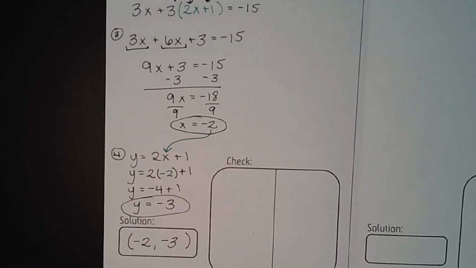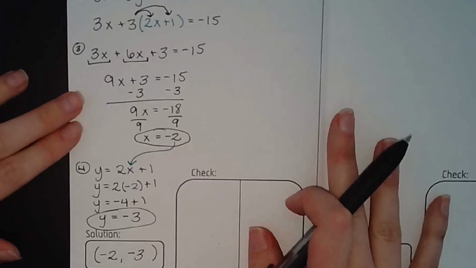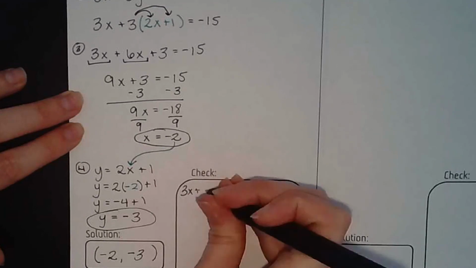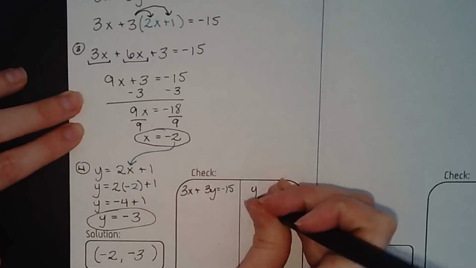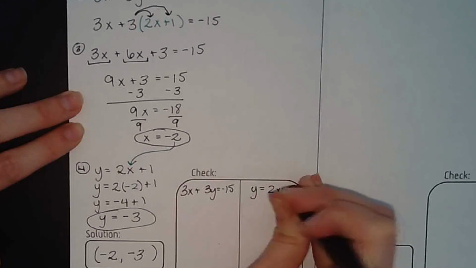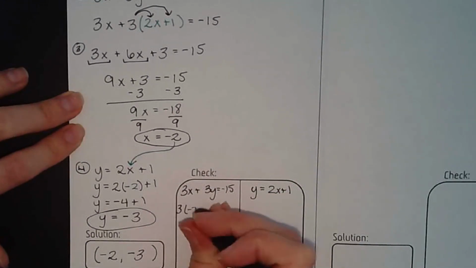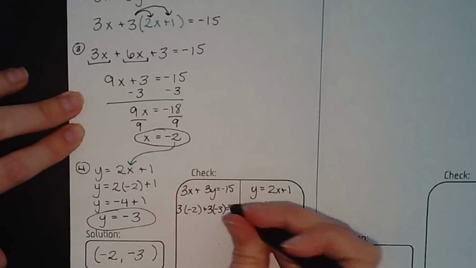To check this solution, I would go back to my original equations and I would plug in the x and y values that I found. So in the first one, this would be 3 parentheses negative 2 plus 3 parentheses negative 3 equals negative 15.